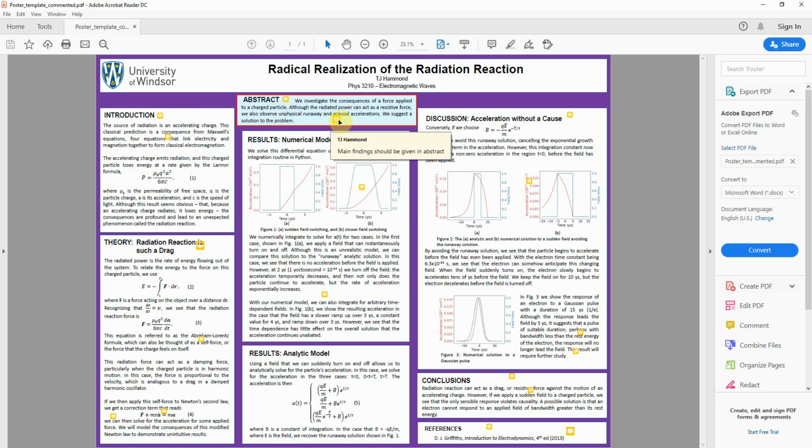As I say in my comments, the main findings should be given in the abstract. I'm a little vague with what I found. This isn't a particularly good abstract. It's a little short. I should probably have talked about the two cases of having runaway solutions or acausal acceleration. But unfortunately, as I set this up, I put the abstract in last, so I was a little bit tight for space. So I would definitely dock marks for such a bad abstract.